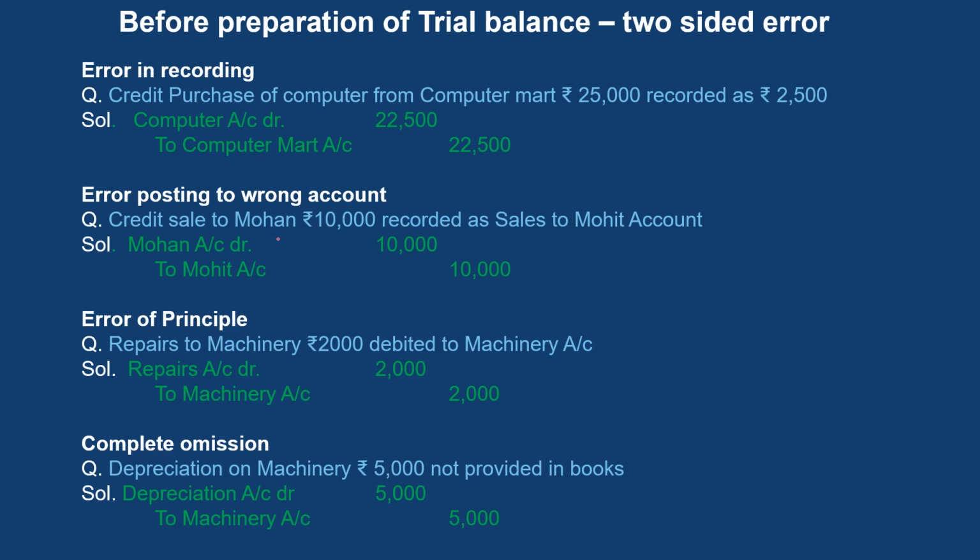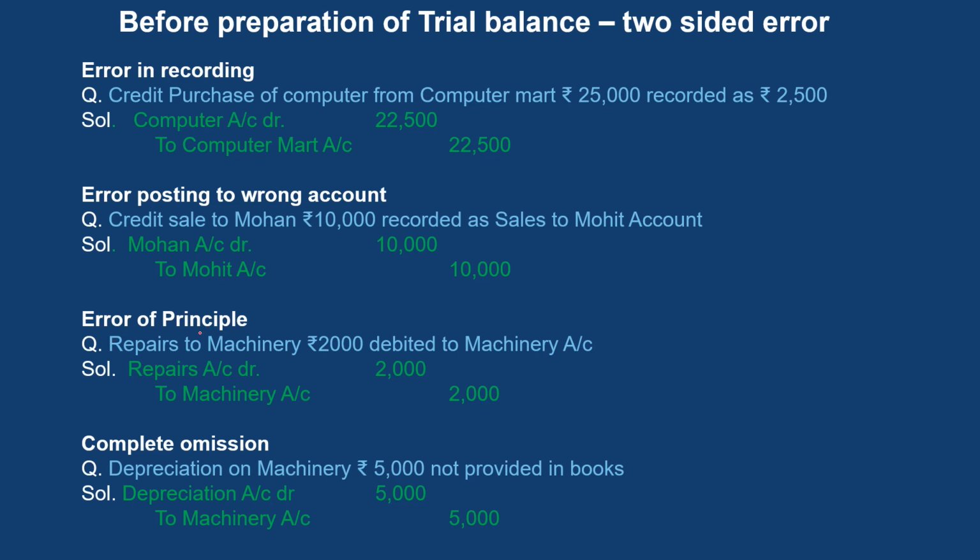Mohan's account. So to rectify this error, we will debit Mohan with 10,000, which was not debited before, and we would credit Mohit because we have to nullify that debit which was given by mistake. So the rectification entry would be Mohan account debit to Mohit account. Clear?